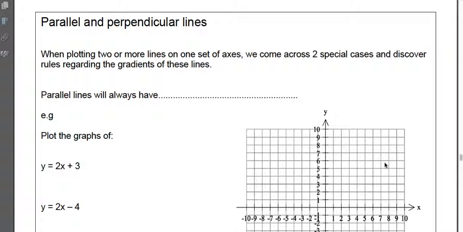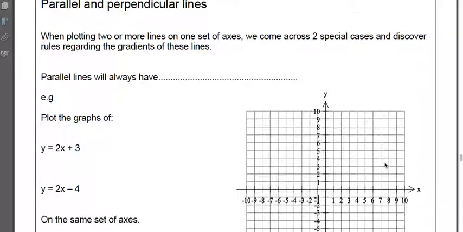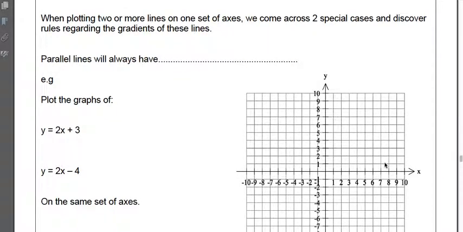Now, there's something that we need to look at in terms of the gradients of these lines, and we're going to start off first with parallel lines. Considering that we know that the gradient is a measure of the slope or the steepness of a line, if you've got two lines that are parallel, effectively they are the same steepness, so they have the same gradient. So we can write that in here.